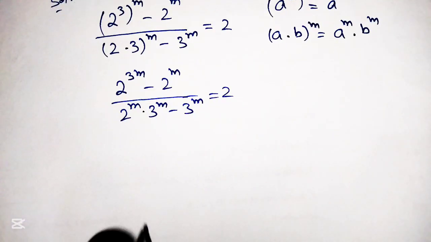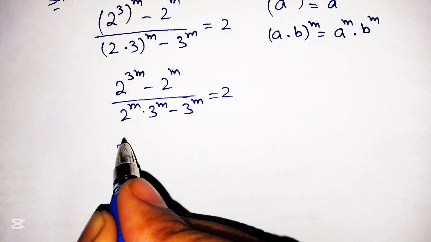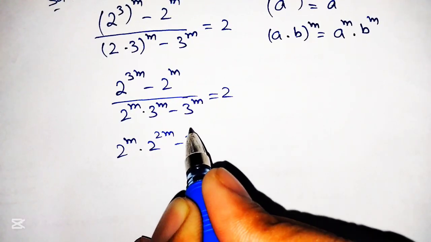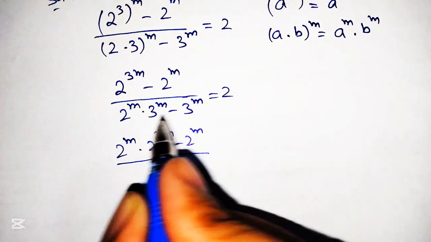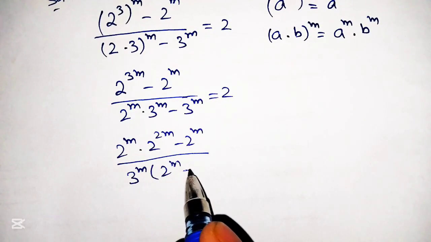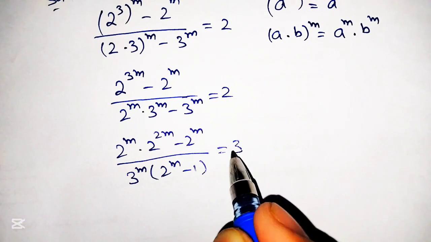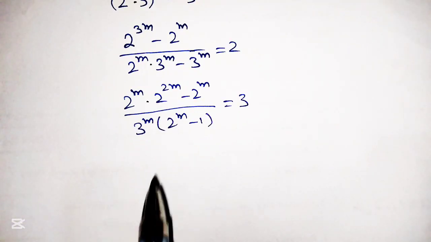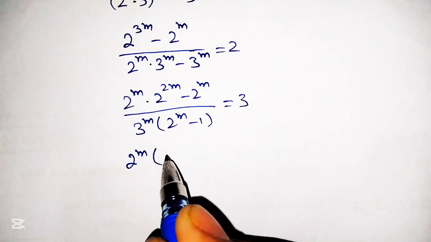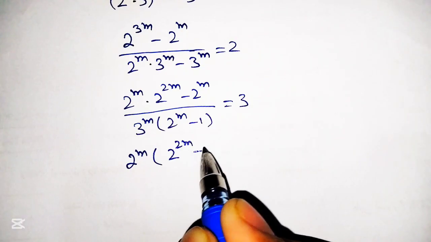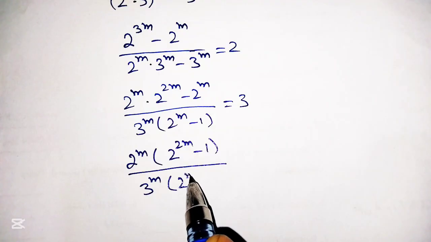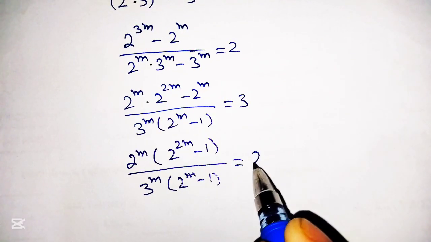Now from this we can write it as 2^m times (2^(2m) − 1) in the numerator. In the denominator we can take 3^m common, so we will get 3^m times (2^m − 1). From the numerator again we can take 2^m common, so we will get 2^m times (2^(2m) − 1) over 3^m times (2^m − 1), is equal to 2.